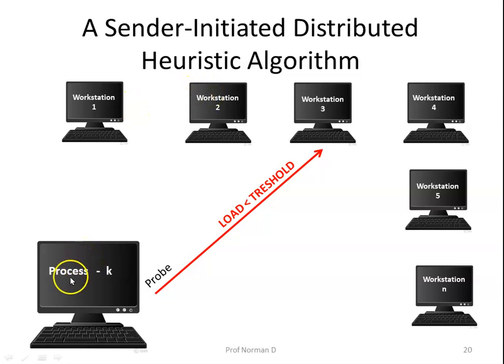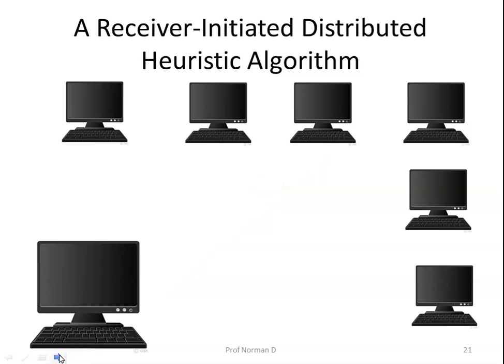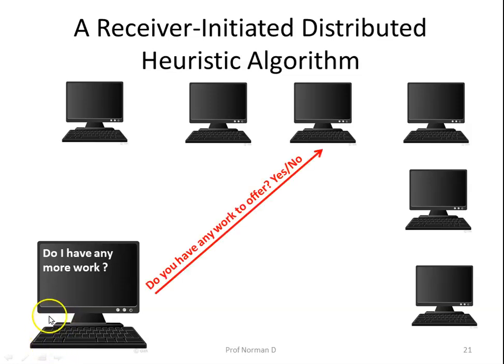Now moving towards the receiver initiated distributed heuristic algorithm. Now whenever a process finishes, let's assume that the processes on the system are done with their execution. Now this system checks to see if it has enough work. If no, it will ask the other machines randomly if they have any other work to offer, so that it can execute that particular task on its machine.